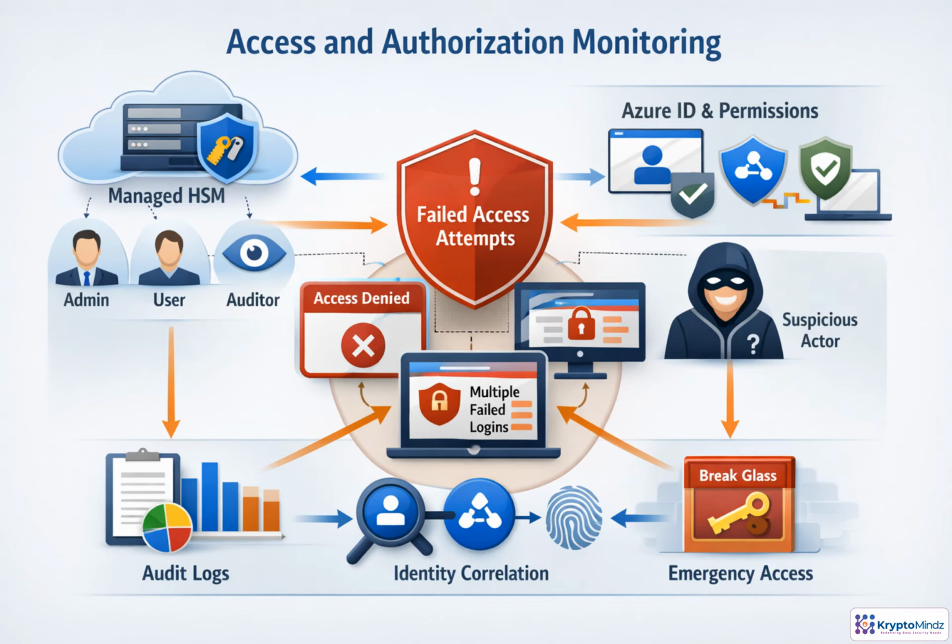Access monitoring is about continuously answering 3 questions: who is trying to use the HSM, what they're allowed to do, and whether their behavior matches that intent. Track role changes in managed HSM and Azure permissions, especially for admins and break glass accounts. Treat failed or denied operations as high-signal events. Correlate those failures with Entra ID sign-ins and conditional access, so suspicious patterns surface quickly and can trigger investigation or automated containment.